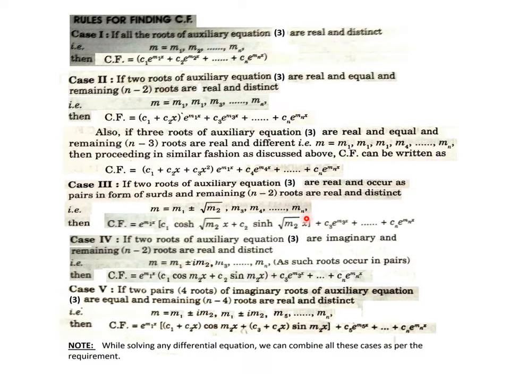Then CF is written as, for those real and different m3, m4 up to mn, it's quite simple to write like the initial form, and for these 2 roots in a pair of surds, the CF is written as e power m1x, where m1 is the rational part of the surd, into, in that bracket, C1 cos hyperbolic root m2 x, plus C2 sin hyperbolic root m2 x. So you have to remember that particular hyperbolic case for surds.